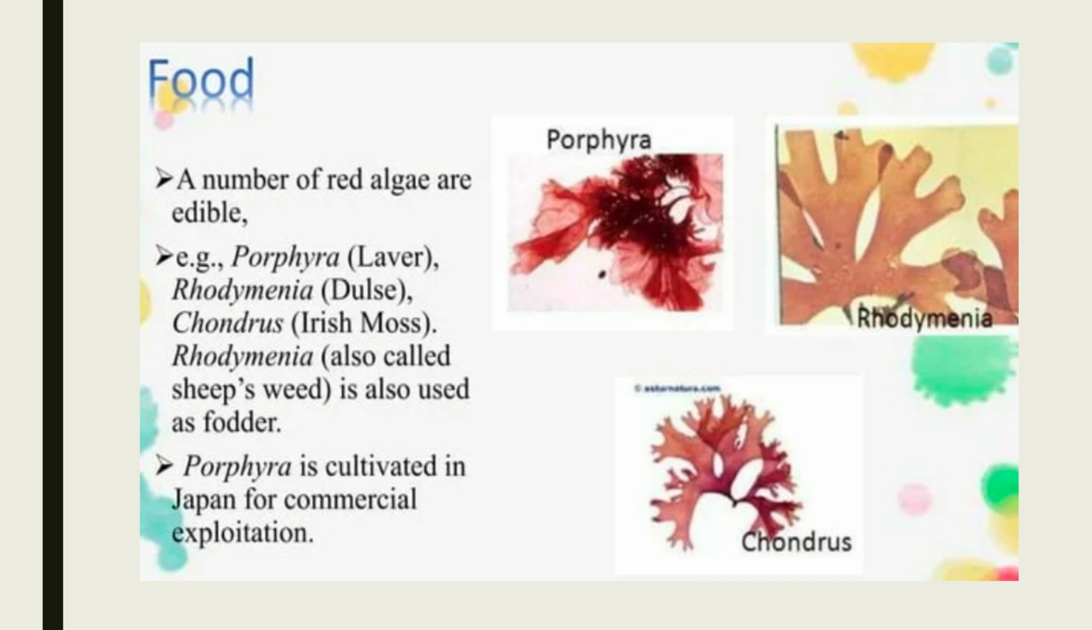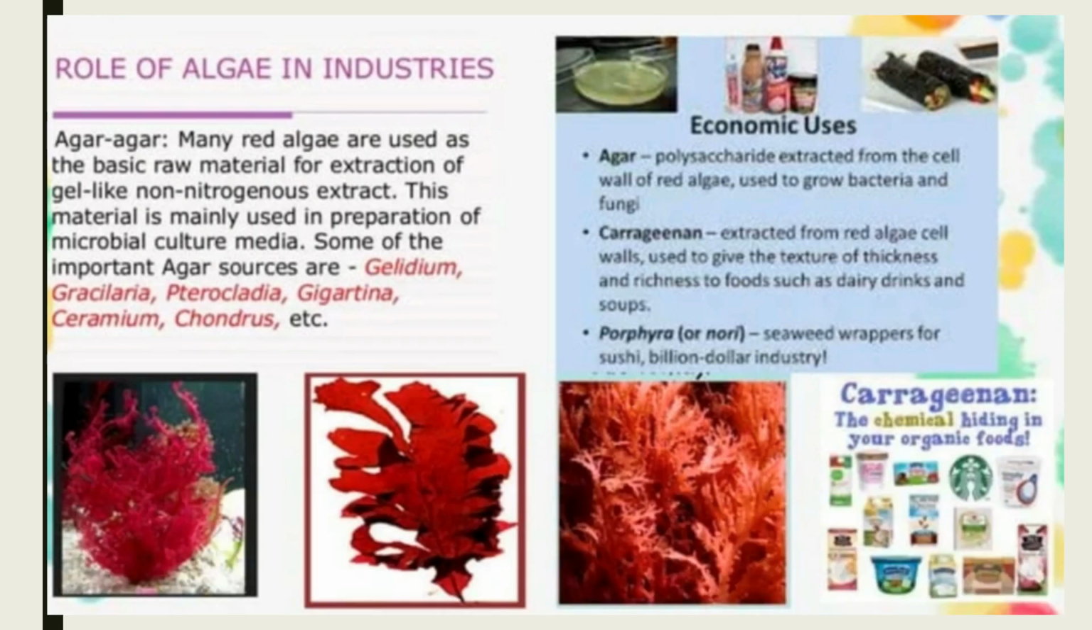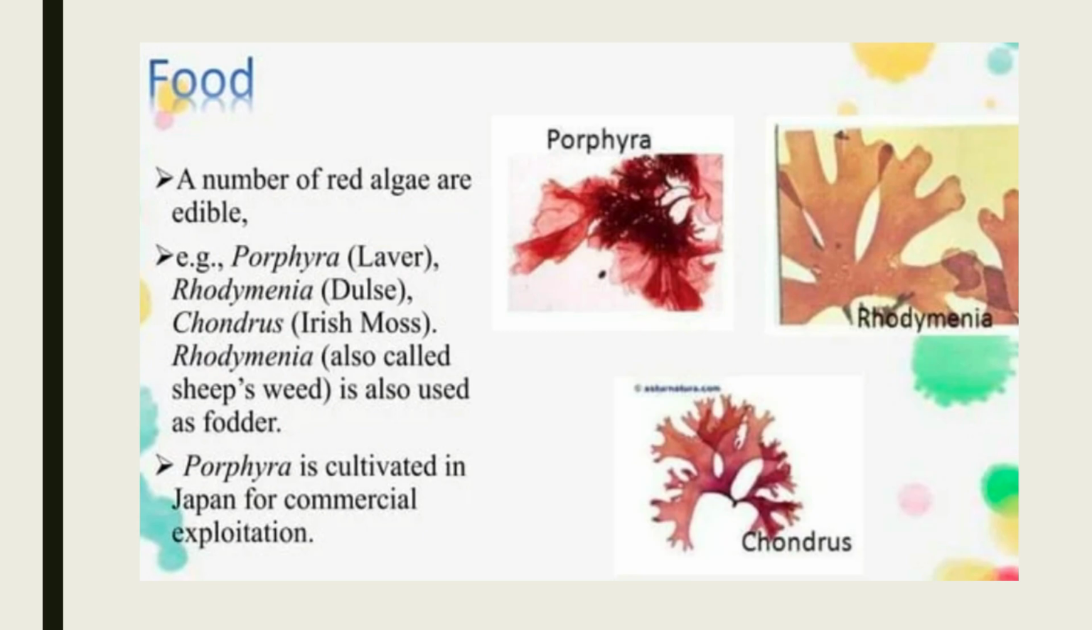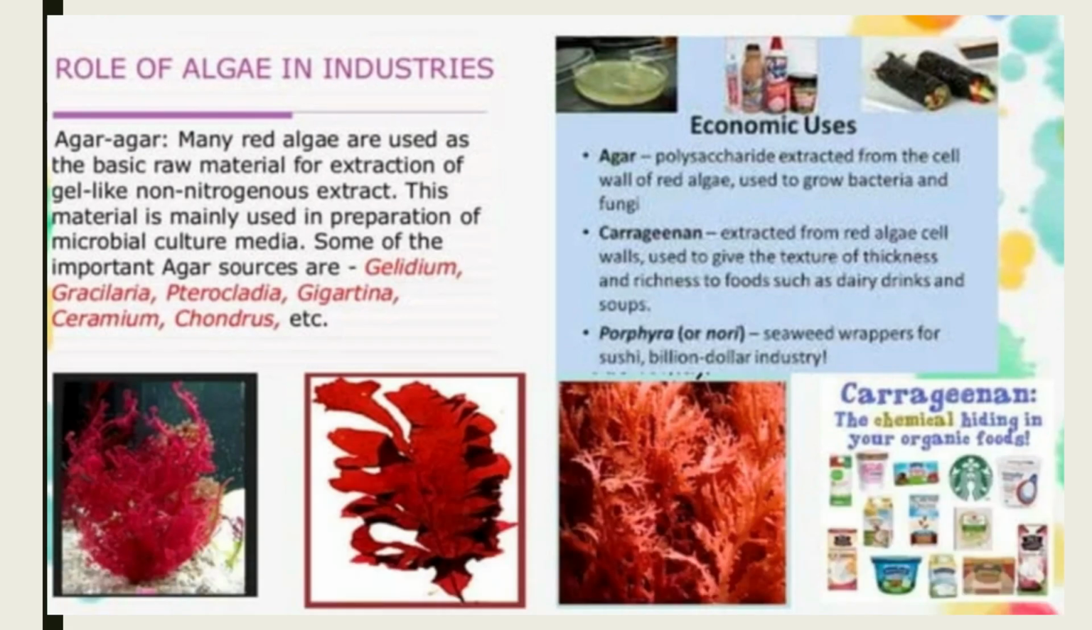In food industries, red algae are used majorly in Japanese cuisine. They are consumed directly, and some algae, for example Rhodomenia, are used as fodder for livestock. Porphyra, also called nori, is commercially produced all over Japan and other Asian countries for seaweed wraps, which are used for sushi, a delicacy there.